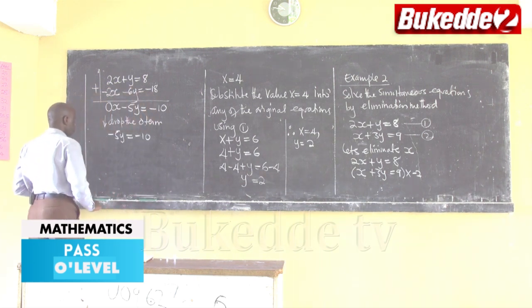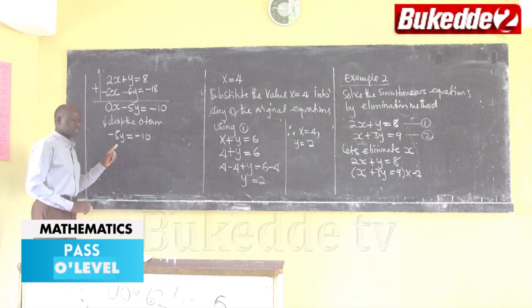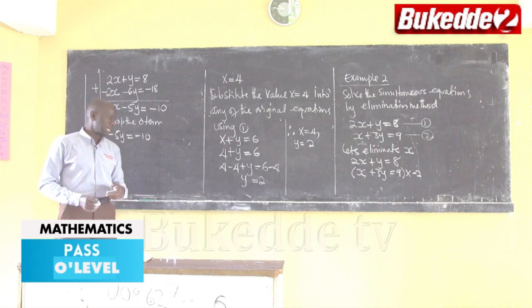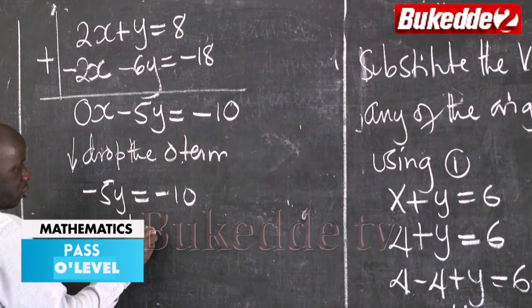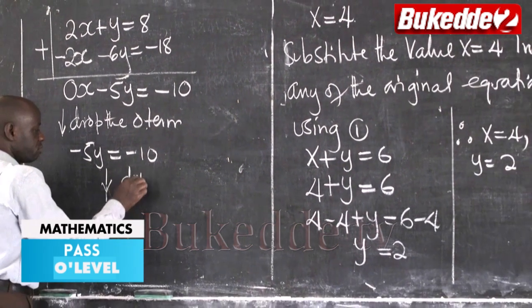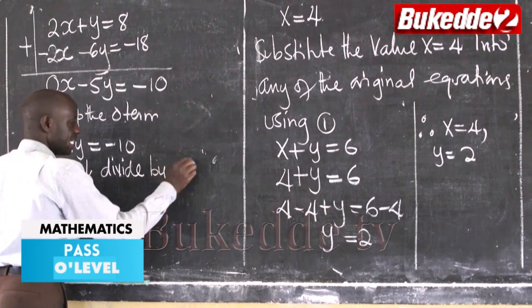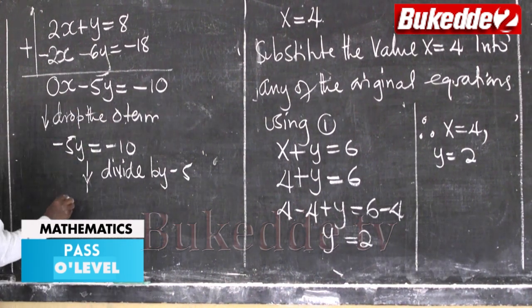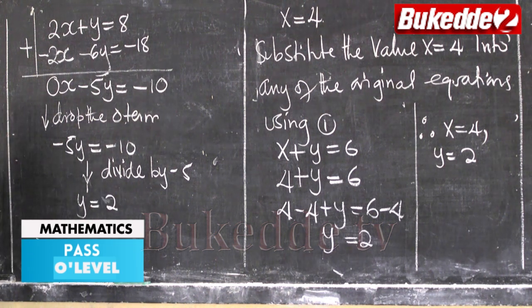That being the case, what do we do with this one? Because there is a multiplication here, we know that multiplication and division go hand in hand. So the procedure you carry out here is division. You divide by negative 5 on both sides. This would give us y as being equal to 2.